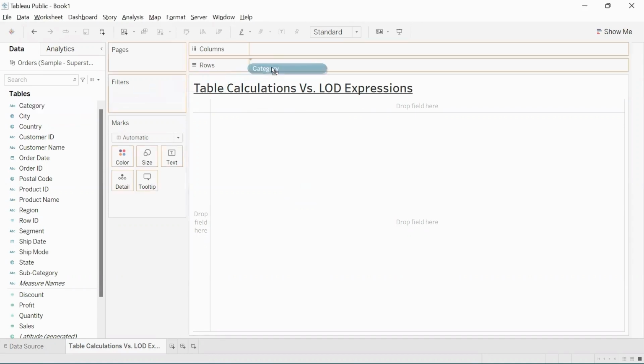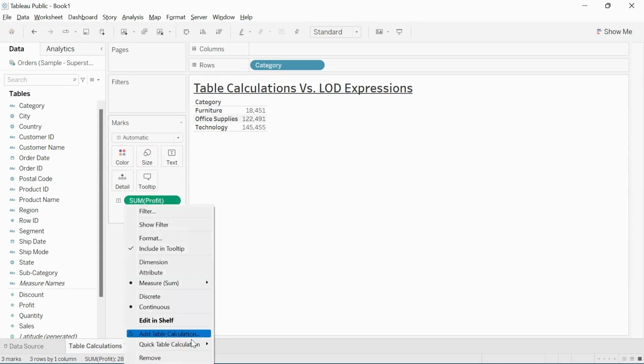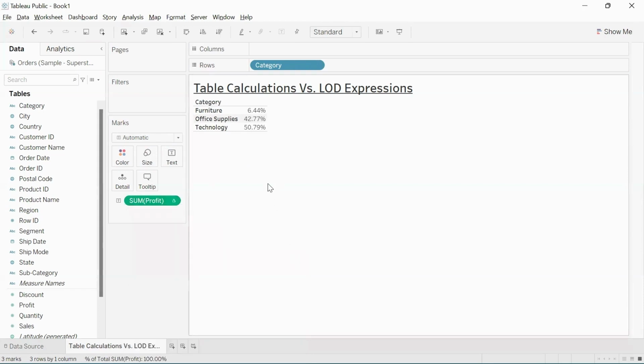Let's say I would like to look at the profit from various categories. Now, if I have to show this profit as percentages, one method is to apply a table calculation. That is a quick table calculation, percent of total. Very easy. However, a table calculation works with the data in the table, in the graph that is present in the canvas. So right now we have data coming from 3 categories.